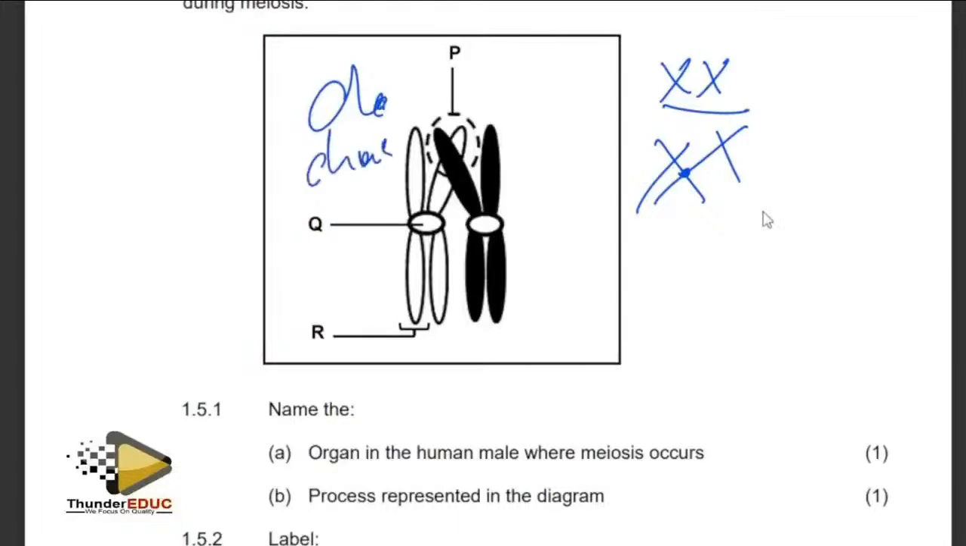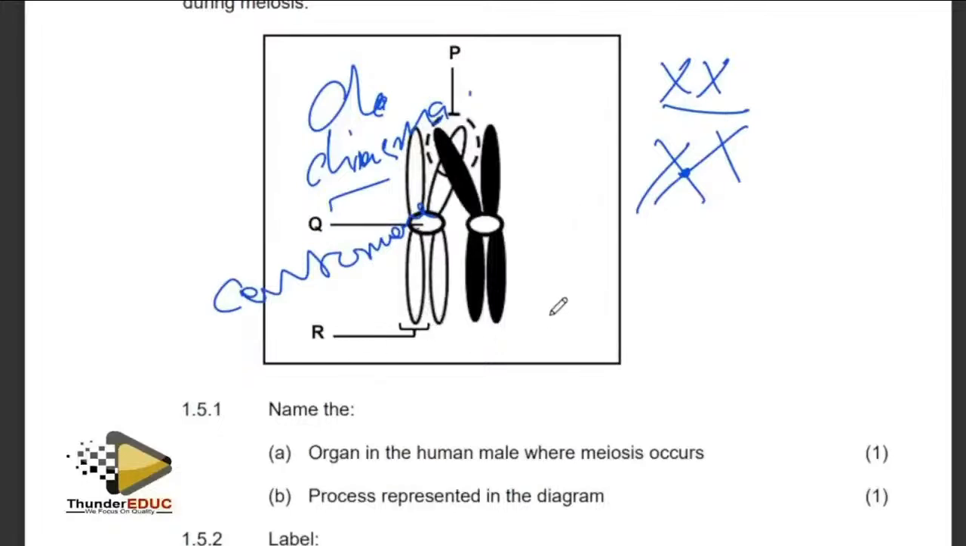Chiasma. If it's singular, it is called a chiasma. If they're plural, we call them chiasmata. This is a centromere. Centromere. And then this is the chromatid. It's not a chromosome, it's a chromatid.